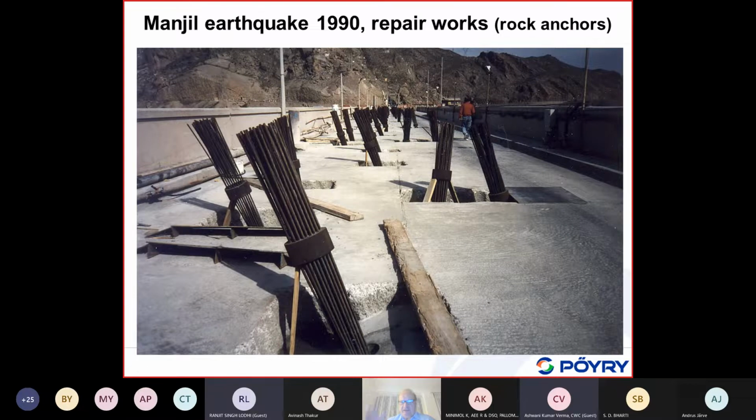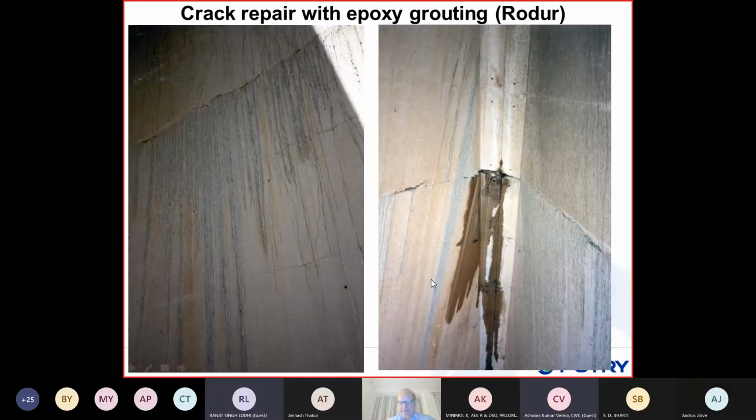Okay, as you can see here, this is 1991. These rock anchors were all placed, as I said, 12 anchors per block, for each buttress, and in all buttresses. This is just during installation. After stressing, these parts will be cut. Okay, now to make use of a road again.